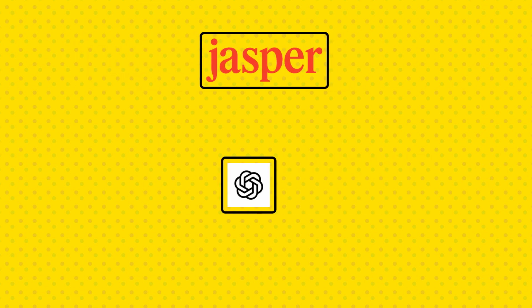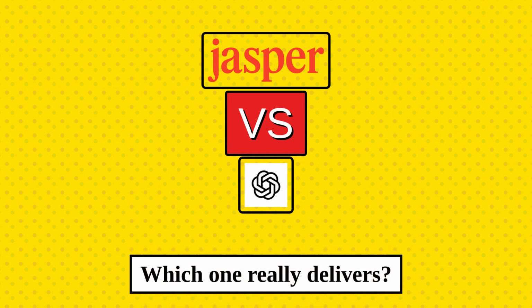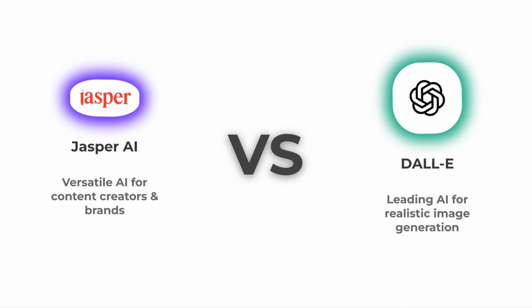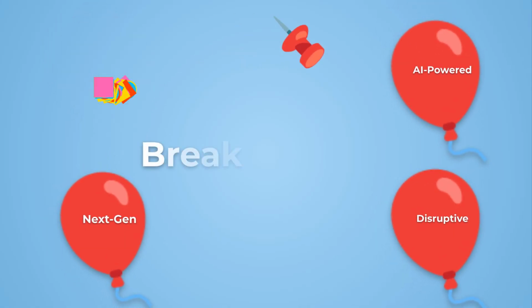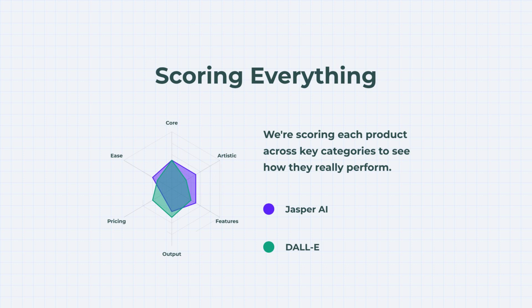Two of the most talked about AI tools in 2025, Jasper AI and DALL-E, go head-to-head. Which one really delivers? On the left, Jasper AI, versatile for creators and brands. On the right, DALL-E, the leader in realistic image generation. Let's skip the buzzwords and get to the real stuff. Each category earns points, so by the end, you'll know exactly who comes out on top. The result might not be what you expect.